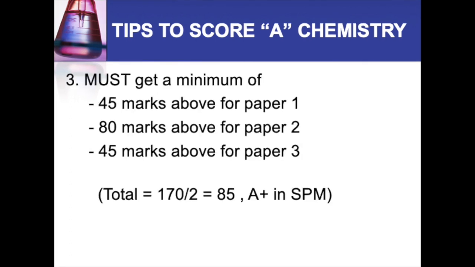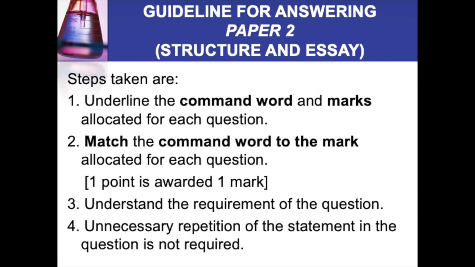Let us look at what is the minimum requirement for us to achieve A or A+ in chemistry SPM. We need 45 marks for paper 1, 80 marks for paper 2, and 45 marks for paper 3. Then A+ will be in our hand.